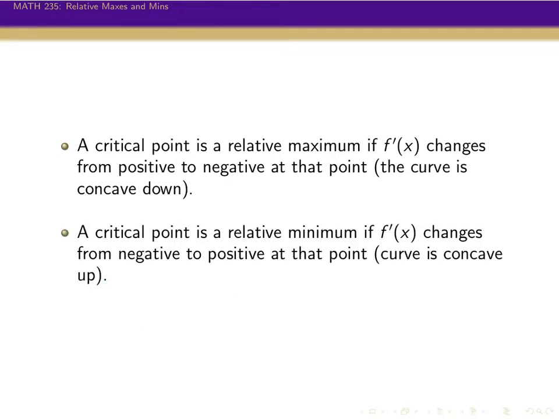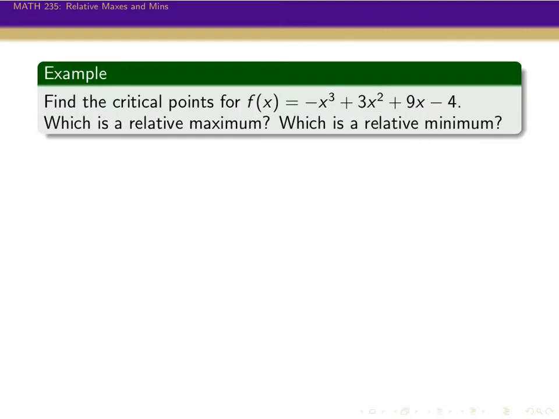What about a relative minimum? So same idea. To the left of the point, the function is decreasing. To the right of the point, the function is increasing. And so the derivative of the function is going from negative, decreasing, to positive, increasing. And this corresponds with the curve being concave up. So if it's a maximum, the derivative is going from positive to negative, and its curve is concave down. If it's a minimum, the derivative is changing from negative to positive, and the curve is concave up. So let's go back to this cubic we were looking at before.